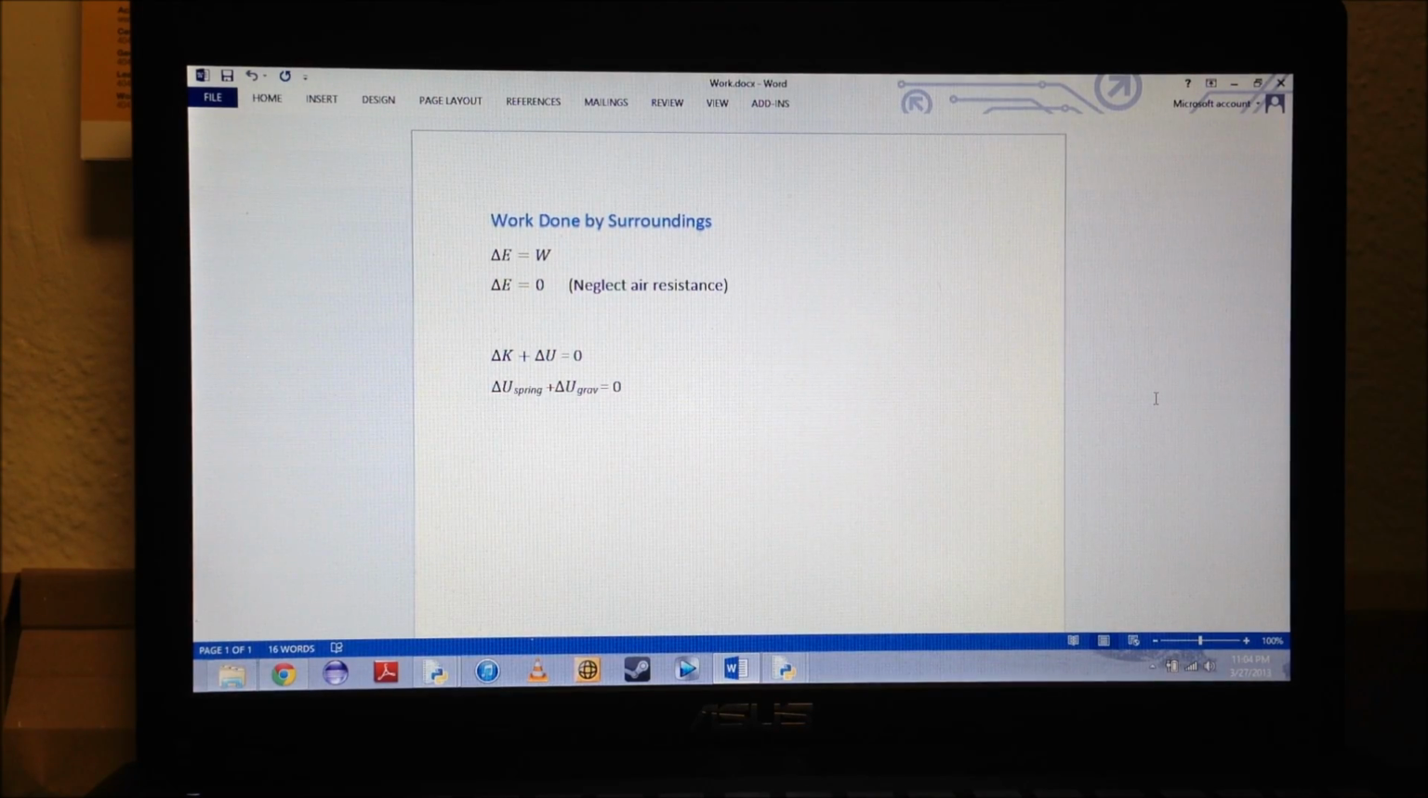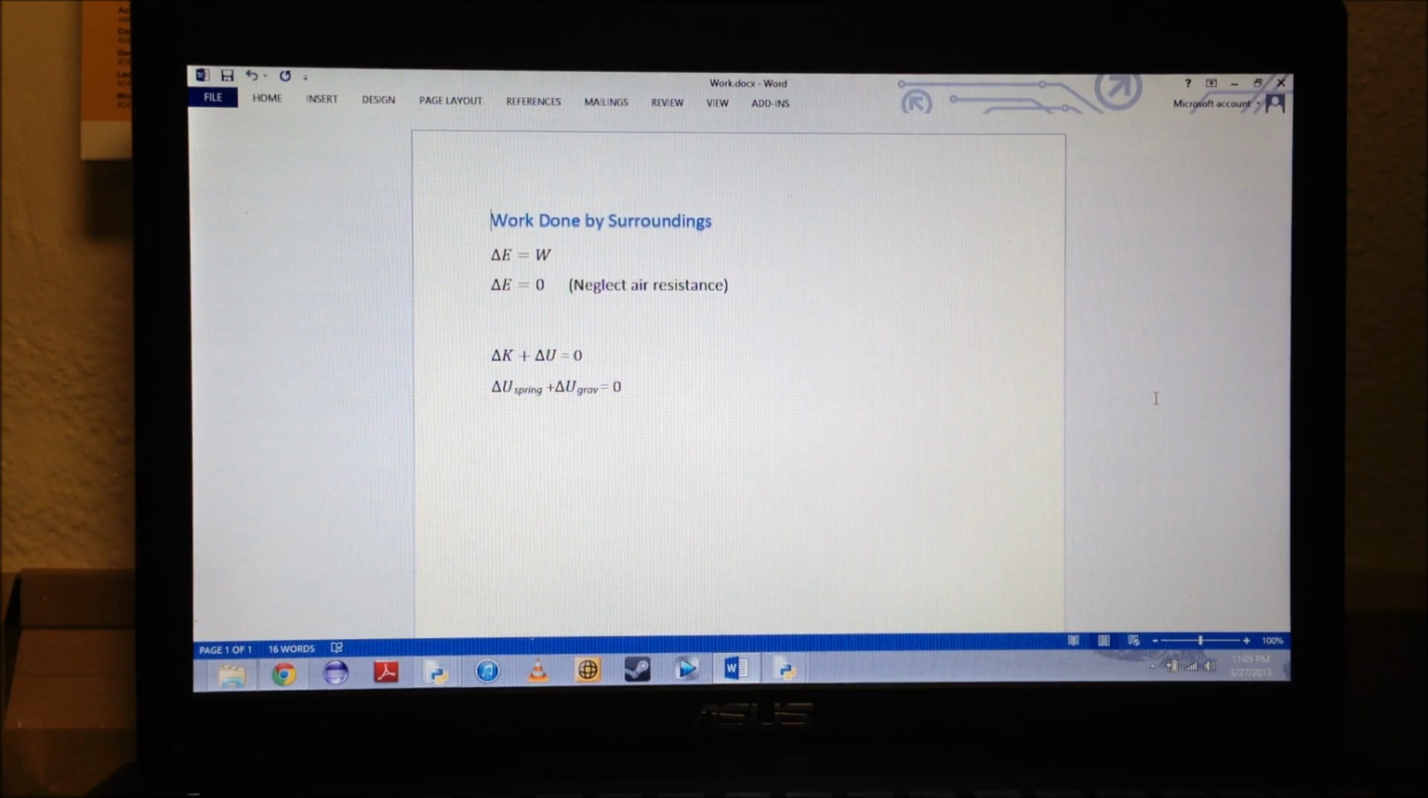Okay, so the second question asks us to calculate the work done by the surroundings, and now our system consists of the spring, the mass, and the earth. So by looking at the energy principle, we have delta E equals W, and if we neglect air resistance, then the change in energy is equal to 0. From that, we have that the change in kinetic energy plus the change in potential energy is equal to 0.